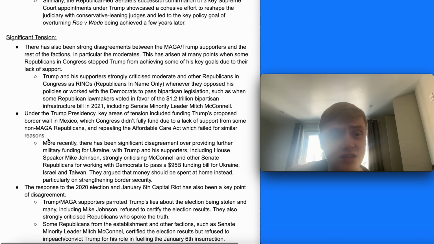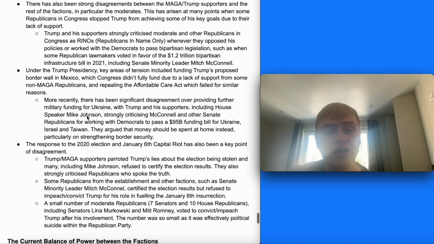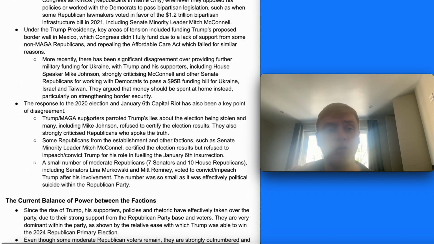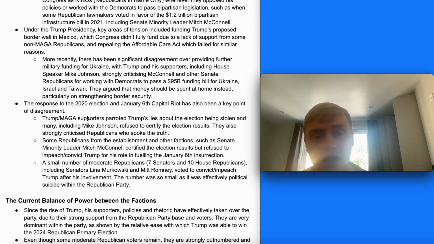Under the Trump presidency, key areas of tension include funding Trump's proposed border wall in Mexico, which Congress didn't fully fund due to a lack of support from some non-MAGA Republicans, and repealing the Affordable Care Act, which failed for similar reasons. More recently, there has been significant disagreement over providing further military funding for Ukraine.